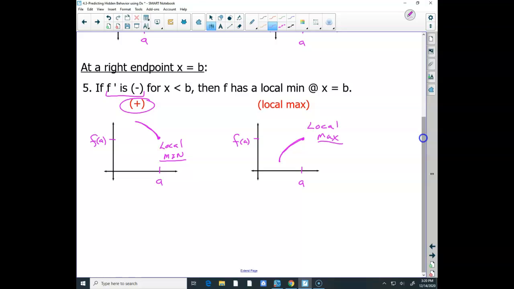But please remember, when we're finding extreme values and we have a closed interval, you have to consider the endpoints on the right and left side, as long as it's a closed interval, all right?